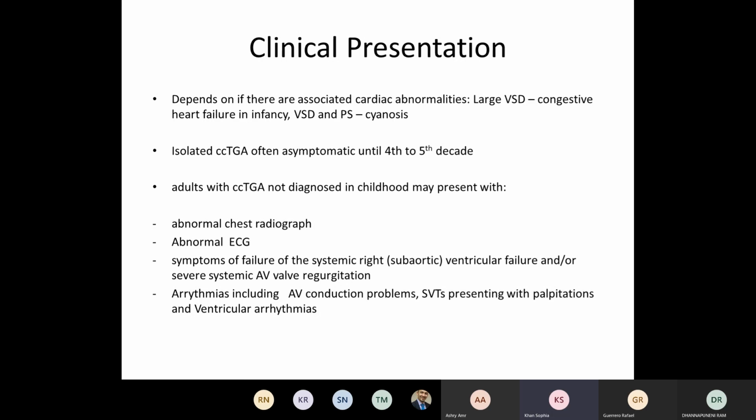If nothing like that comes to light, it might be when symptoms present, which can be later in life, and that's usually to do with a systemic right ventricle rather than a left ventricle, which gives you symptoms of failure. It can also be because the valve on the left side is actually a tricuspid, and that can become regurgitant, and that's probably what I'm going to focus on a bit in this talk. And then the other thing is arrhythmia, because as I said, they're predisposed to conduction problems and other arrhythmias for other reasons, which I'll also touch on.